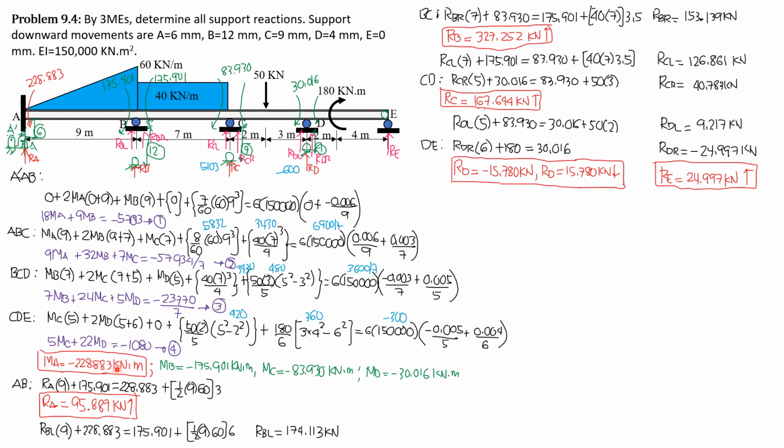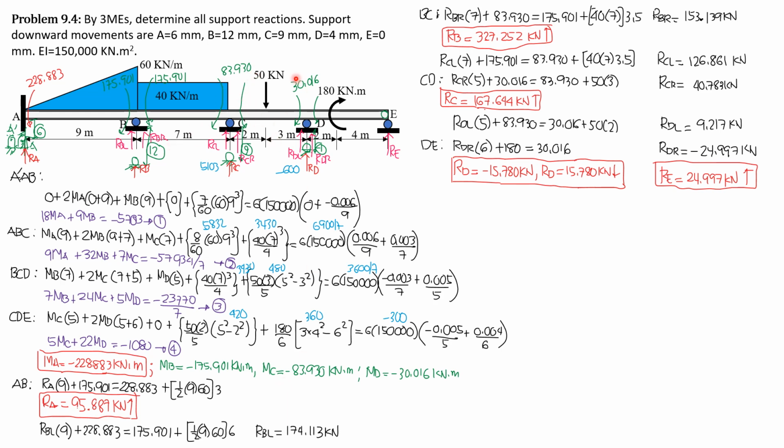So remember this. MB is negative 175.901 kilonewton meter. MC negative 83.930 kilonewton meter. And MD is negative 30.016 kilonewton meter. Then we apply these moments. Moment reaction at A would be RA and this moment reaction. So these are the directions of the moments: clockwise just to the right of B, MBA, then counterclockwise at C because it is negative.